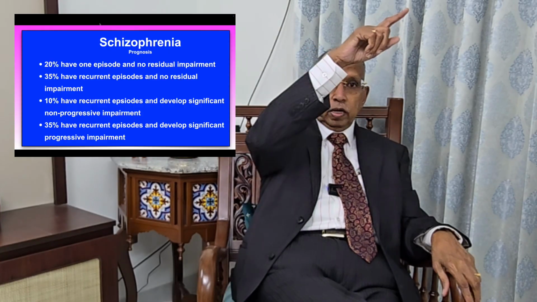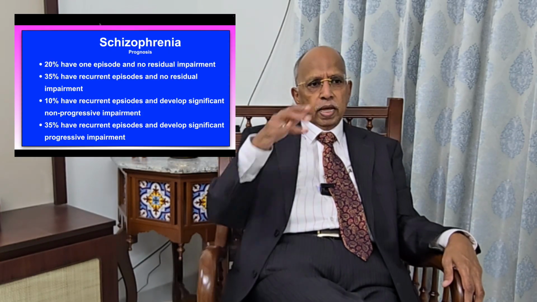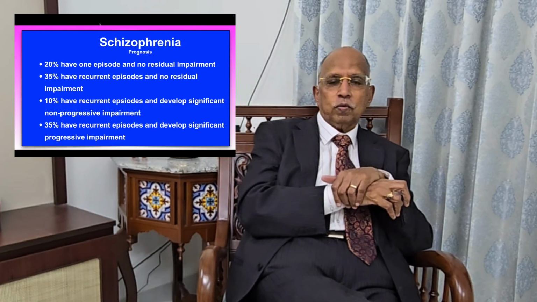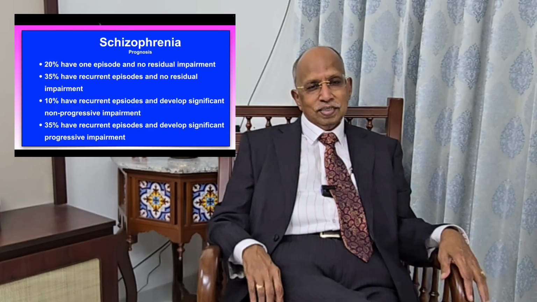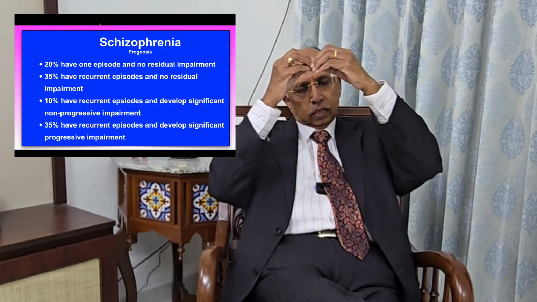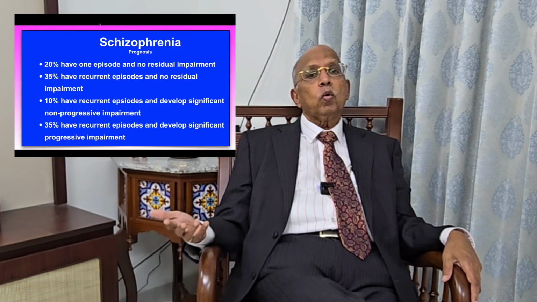The third group is they go down. That could be about another 20-25%. They have a downhill course. This is what we used to call a process schizophrenia. I'm not going to confuse you with all those technicalities. We call it core schizophrenia, where they deteriorate. In spite of any kind of treatment they are given, they don't respond well.